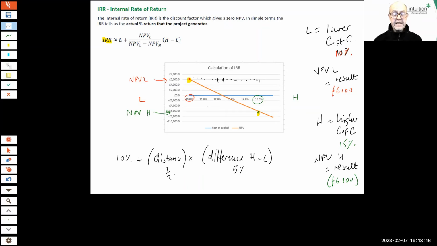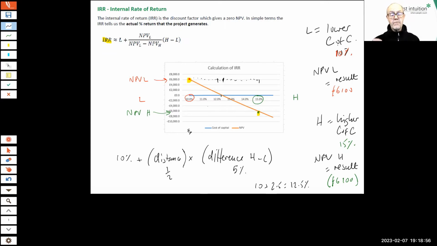So what that formula says is our actual IRR is 10% here, plus about half of the difference, because we're about halfway down that line, and the difference is 5. And therefore, 10 plus 2.5, so our IRR is about 12.5%. And that is approximately where it's crossing the line. And that is all that that formula is saying.